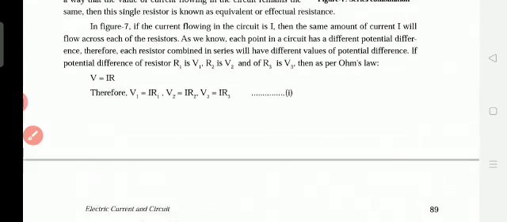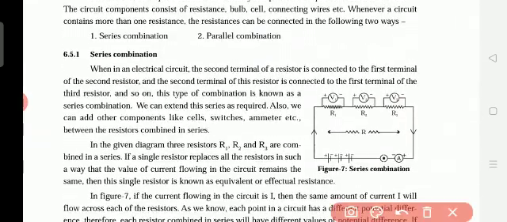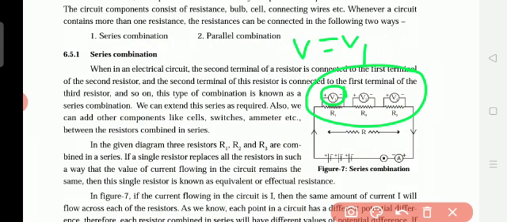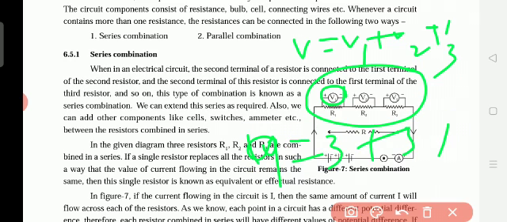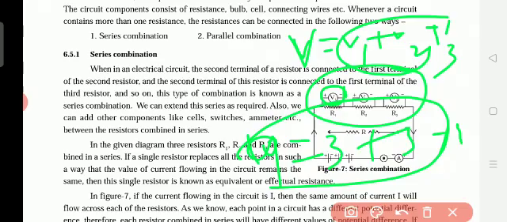So when we see this picture, each resistor has a different potential difference. This whole potential difference V is equal to V1 plus V2 plus V3. For example, 9 is equal to 3 plus 3 plus 3. So all the potential differences add up to the total.